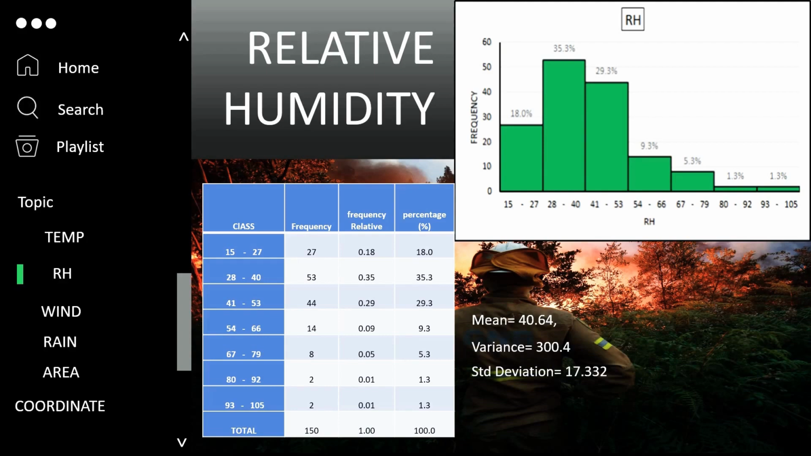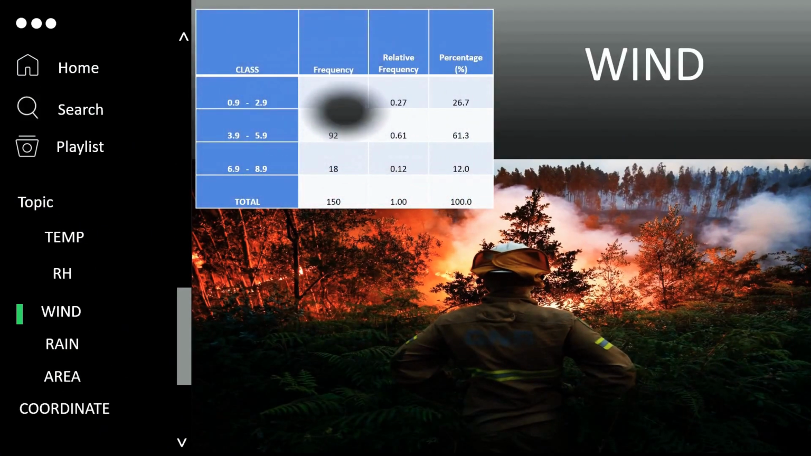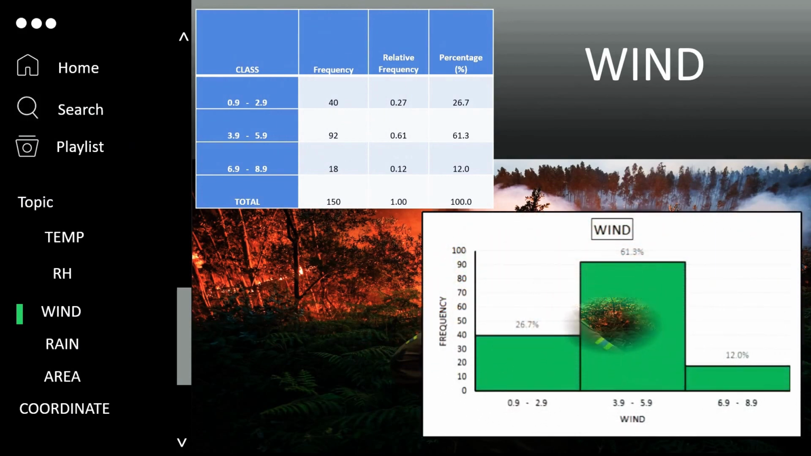Based on the table and figure above, the highest speed of wind is in the range of 3.9 km per hour to 5.9 km per hour with the amount of 92 frequency, which represents 61.3%. Next, the lowest speed of wind is in the range of 6.9 km per hour to 8.9 km per hour, which only have 18 frequency and represents 12.0%.